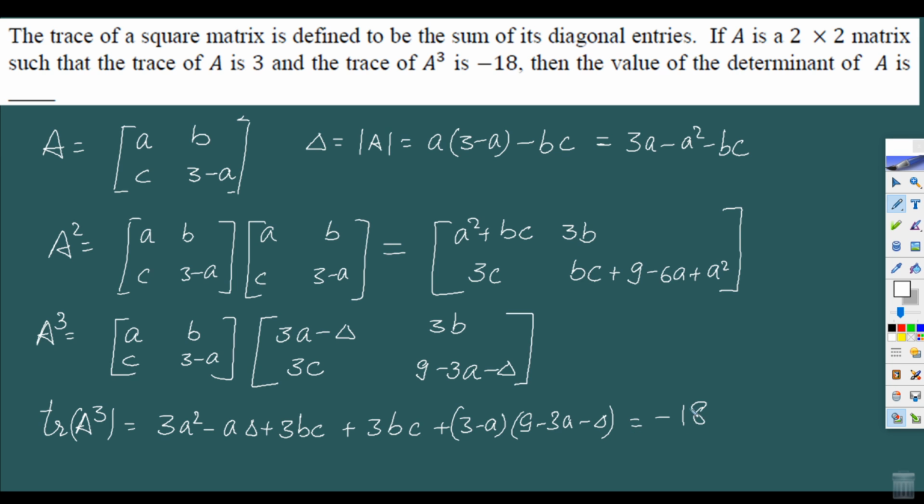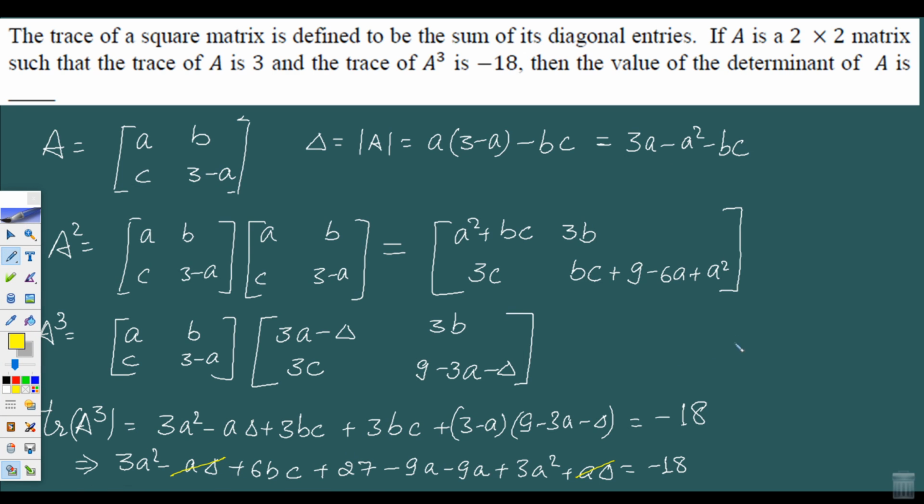And this is given to be minus 18. Let us see if this is sufficient to get us the value of delta. This implies that 3A square minus A delta plus 6BC, then this becomes 27 minus 9A minus 9A again, and then plus 3A square plus A delta, which is given to be minus 18. If you look at it carefully, you will realize that A delta gets cancelled with A delta, and you are left with 3A square plus 3A square, that is basically 6A square, then plus 6BC, and then minus 9A, minus 9A, that is minus 18A, plus 27.